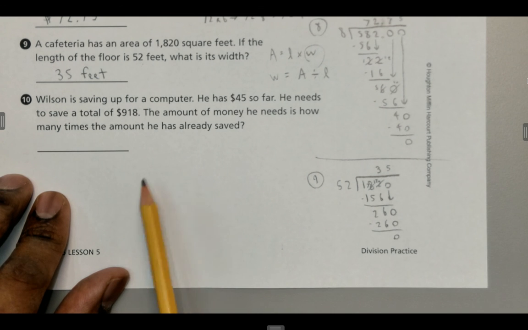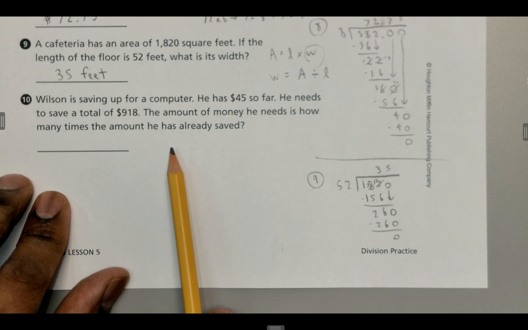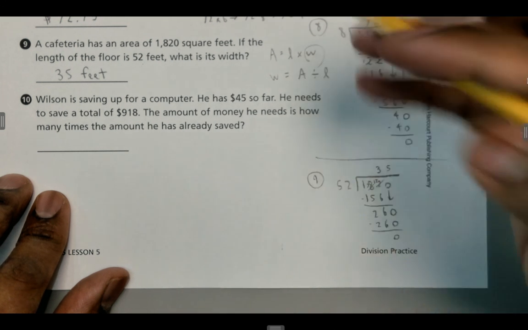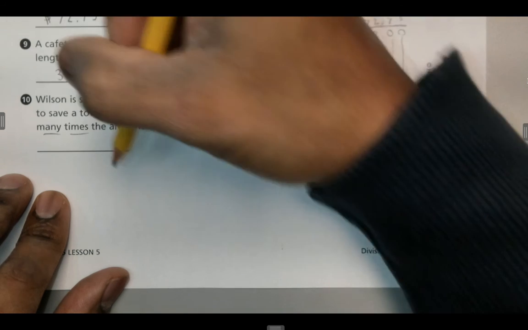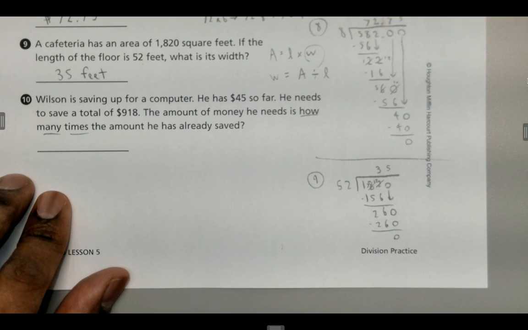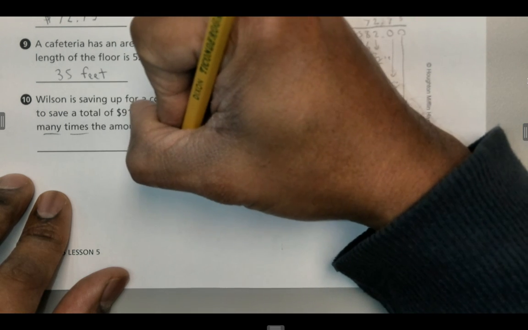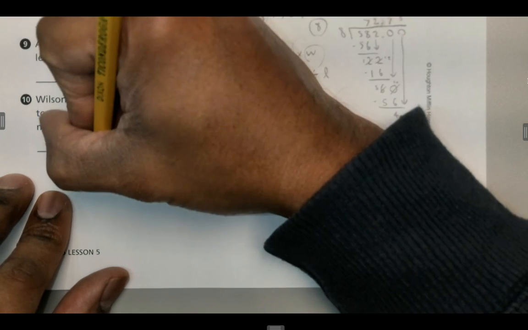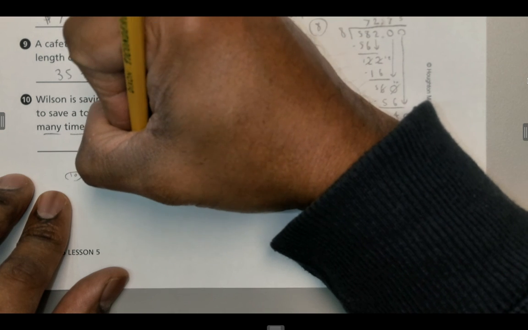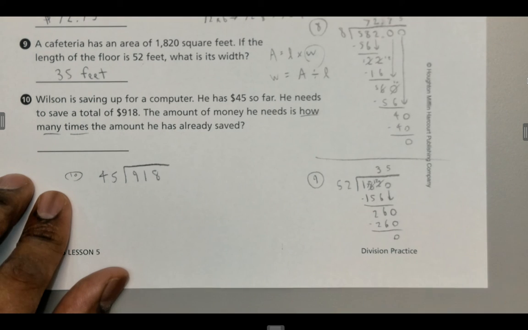Finally, number 10, Wilson is saving up for a computer. He has $45 so far. He needs to save a total of $918. The amount of money he needs is how many times the amount he has already saved. Well, we're going to be doing some division. We're going to divide 918 by 45. I'm going to try to find how many times 45 goes into 918.